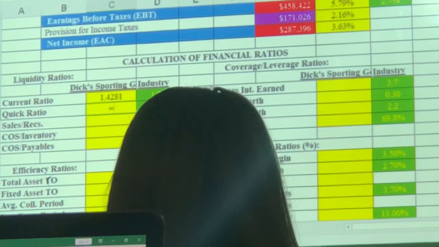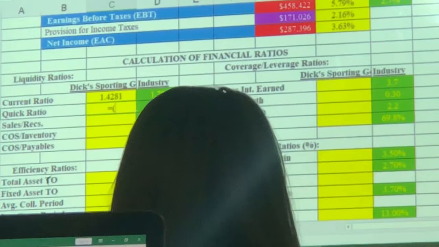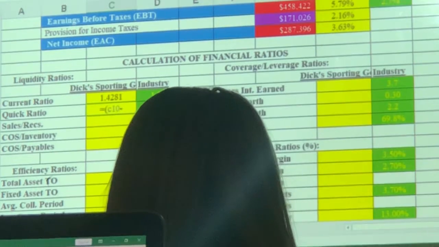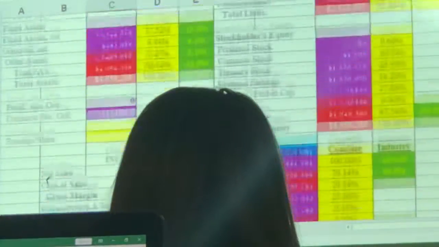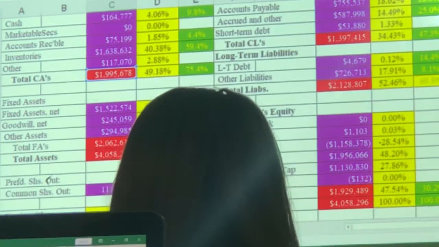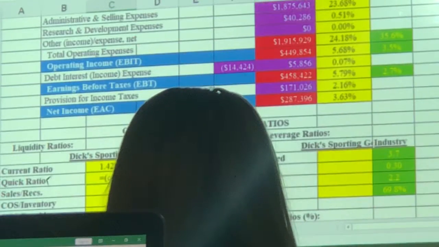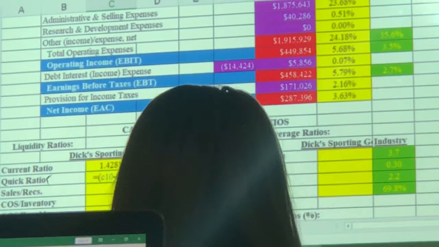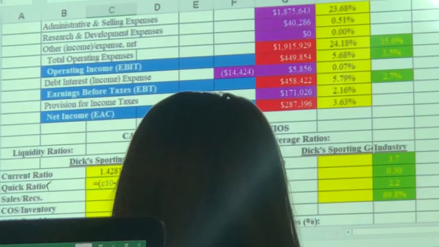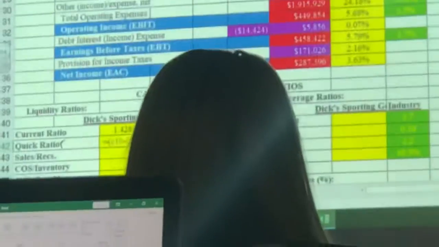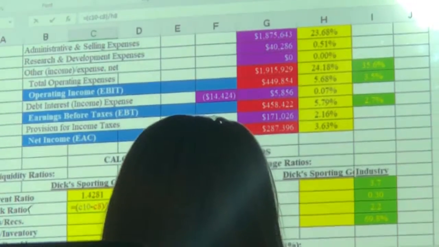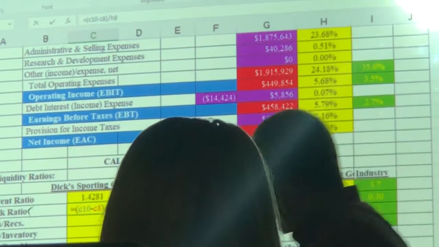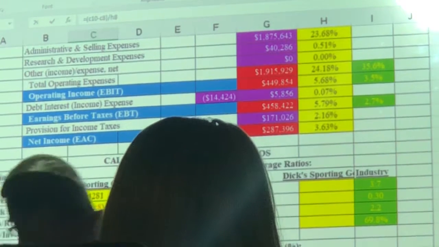Quick ratio. Start with the left parenthesis. It's going to be C10 minus C8, close parentheses. So that needs to be in the numerator, divided by H8. So left parenthesis, C10 minus C8, right parenthesis, divided by H8. It's going to be like 0.2.